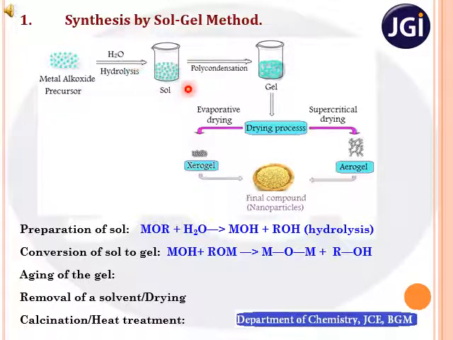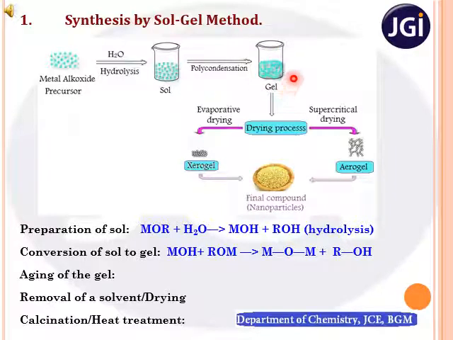The next step is conversion of this sol to gel, wherein the polycondensation reaction between MOH and MOR results in the formation of an oxide or alcohol bridged network, that is called gel. So in this method, as shown in the equation, the reaction between MOH and MOR takes place, which gives rise to MOM network plus an alcohol. So the mixture of these two generally appears in the form of gel, hence it is called gel.